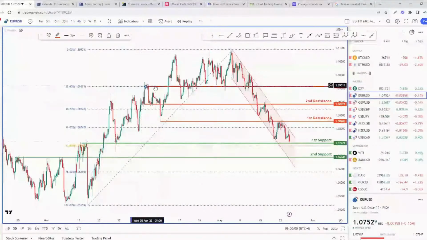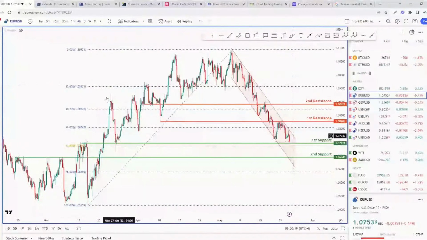23.6% was acting as a pretty decent level of support. As the price came down here, you can see it bounced off this level twice, retracing higher before finally breaking through, I guess, on the third attempt. Once that level breaks, this Fibonacci retracement level becomes invalid as well. Okay, so the next Fibonacci retracement level was at 38.2%.